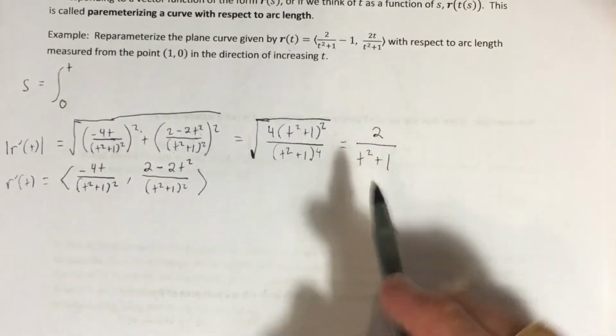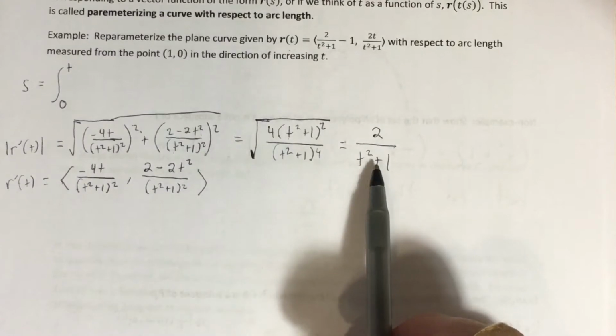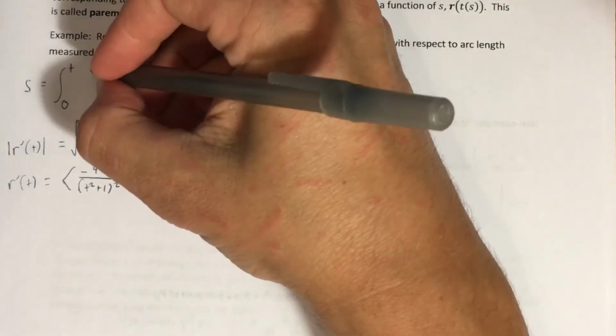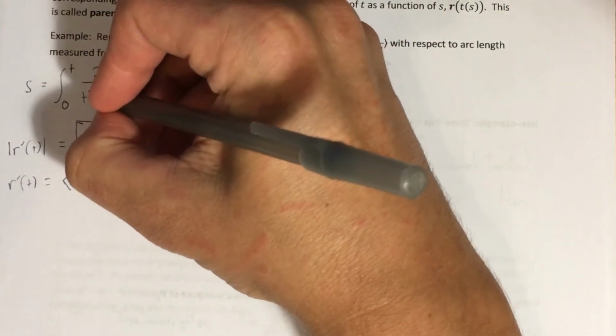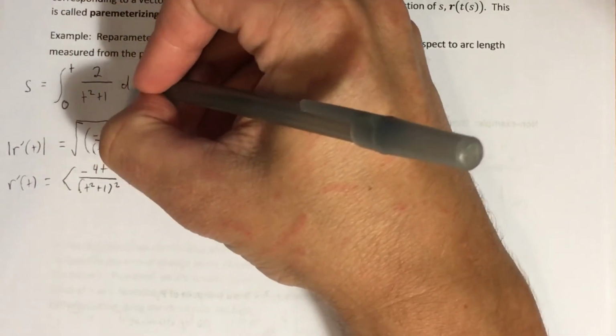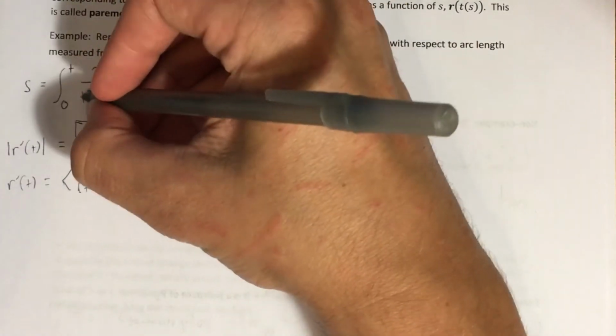All right, so that is going to become our integrand up here: 2 over t squared plus 1. I'm sorry, I have to change my variable.